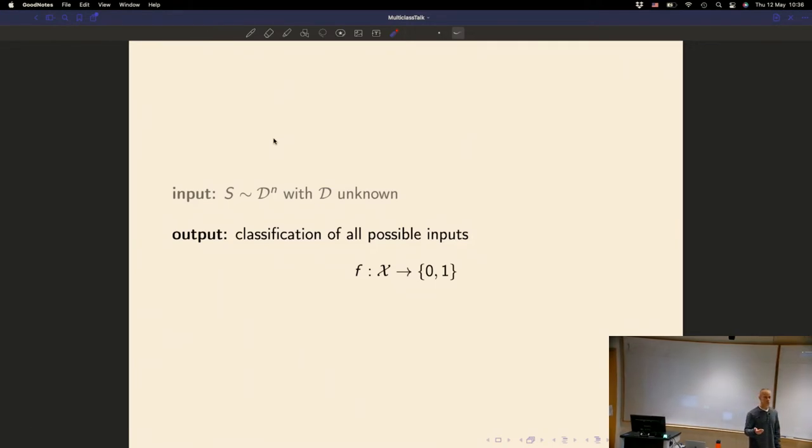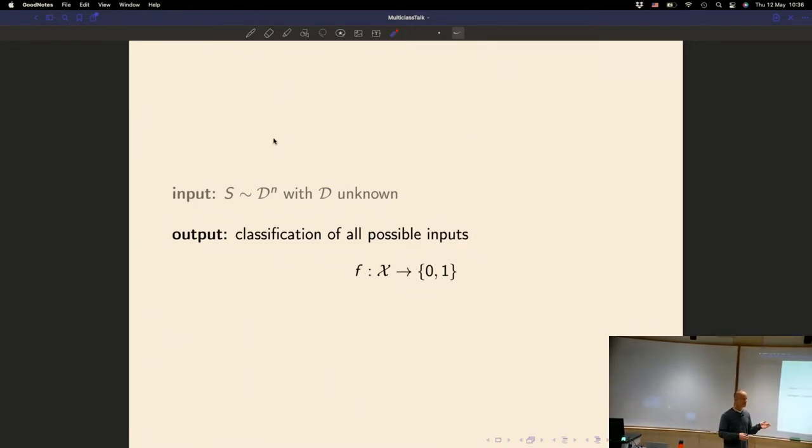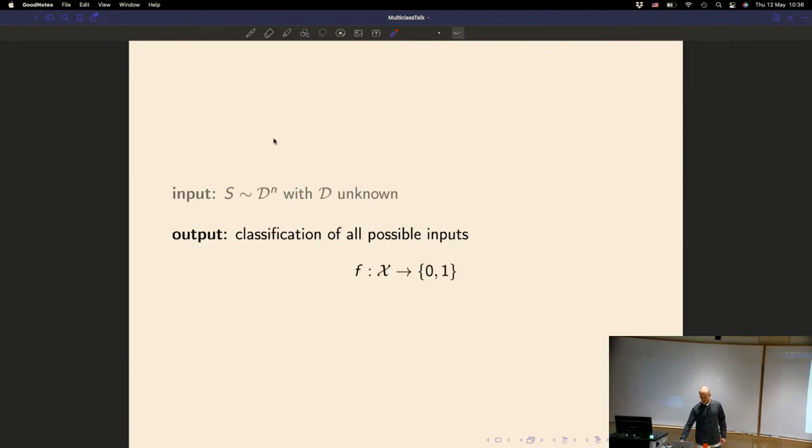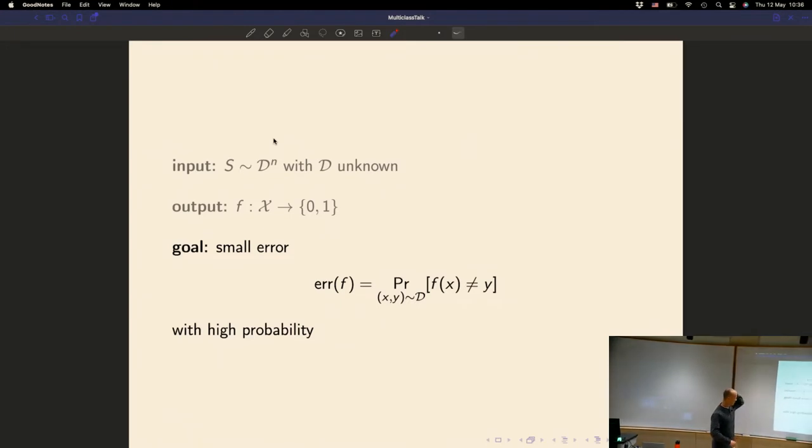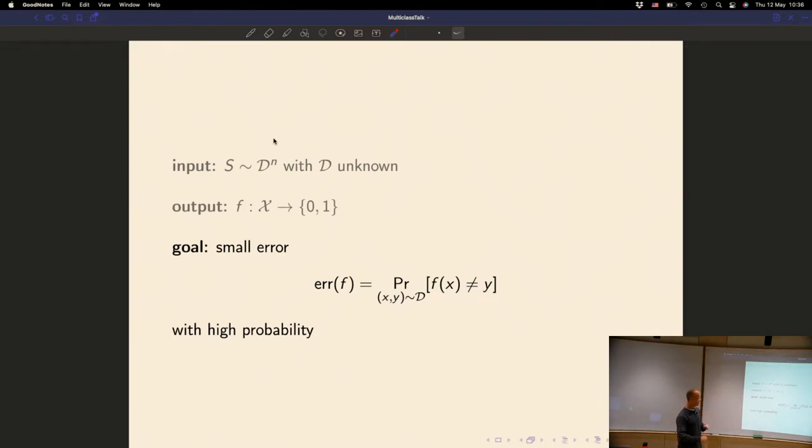Then the output should be a classification of all the data. So it's a function from X to bits, to {0,1}, which should be the function we are trying to learn somehow. And the goal is to have as small error as possible. So the error is measured in this talk using the 0-1 loss. So we want to make accurate predictions in the sense that they are equal to what the distribution tells us. So this is the error of what we output. Does this make sense?